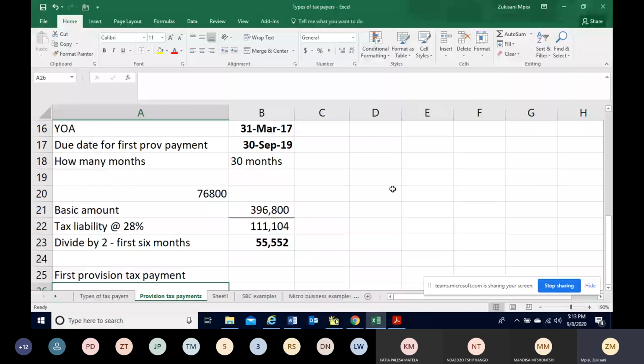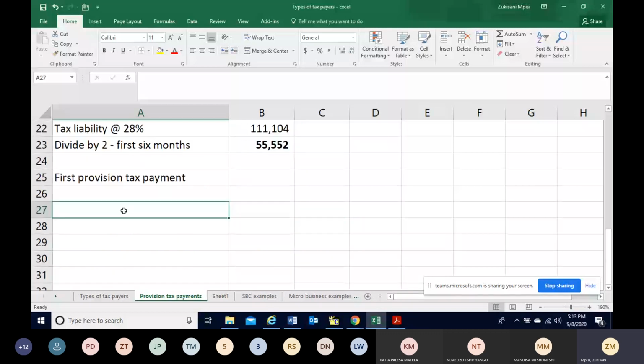One of the good things from a lecturer's perspective that I want you to note in this syllabus: calculation on provisional tax payment will only be for companies where the tax rate is at 28%. So you will not need to calculate for a small business corporation or micro business. It will only be for a company where the tax rate is 28%. So let us quickly look at 3.2.